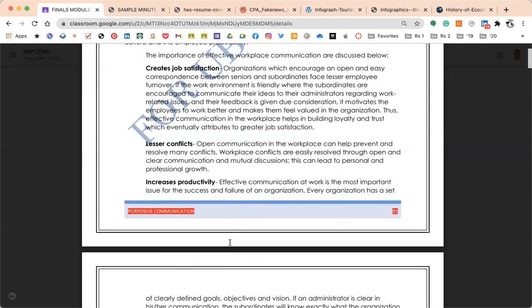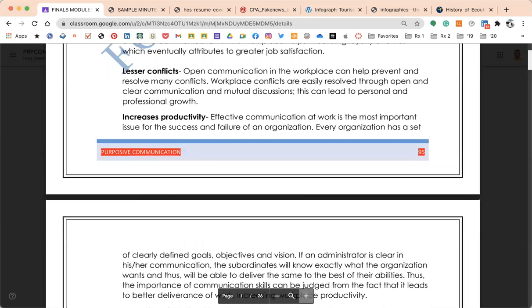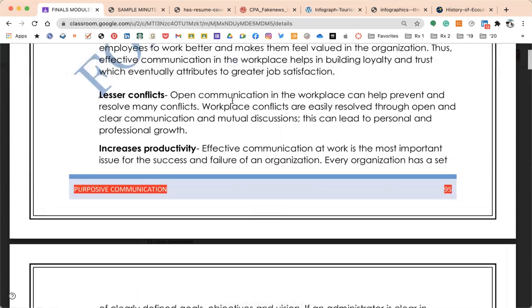Of course, pag napag-uusapan, if we are able to talk about the things that are bothering us or things that we think are affecting our work, then we will have lesser conflicts because we're able to resolve them through open and clear communication and mutual discussions. Another tip also, because you are first year students, freshmen, when you enter the professional world, no need for gossips.